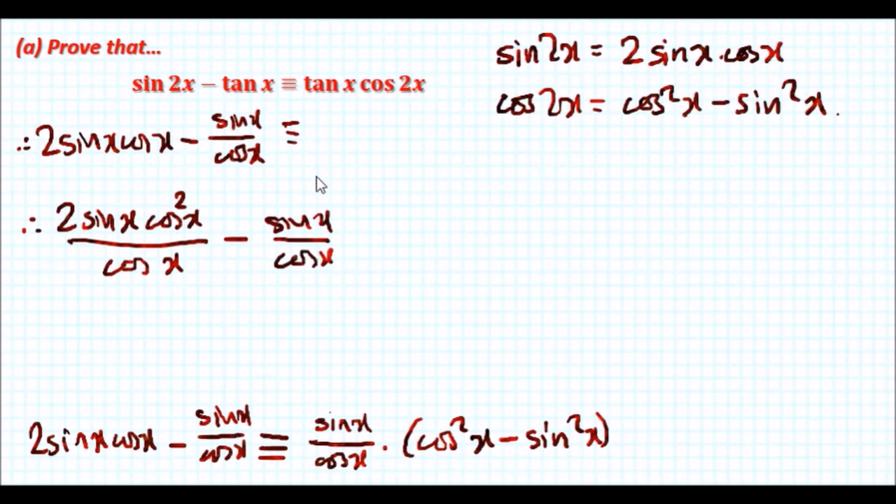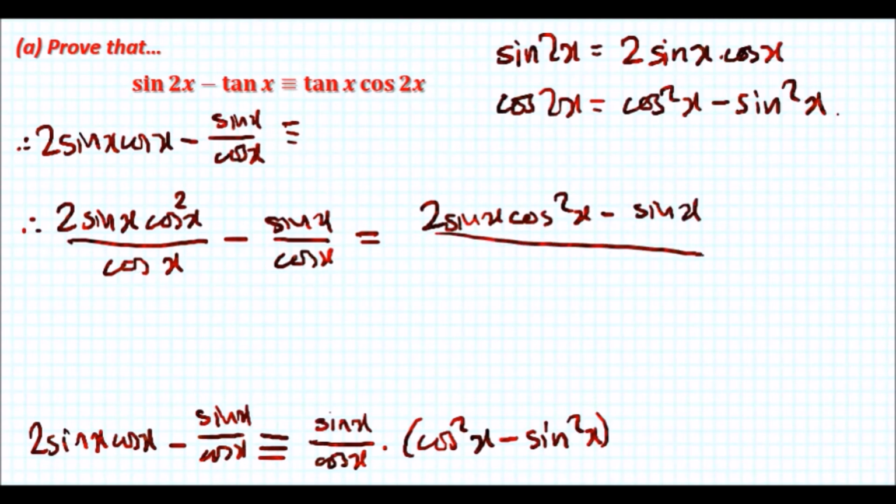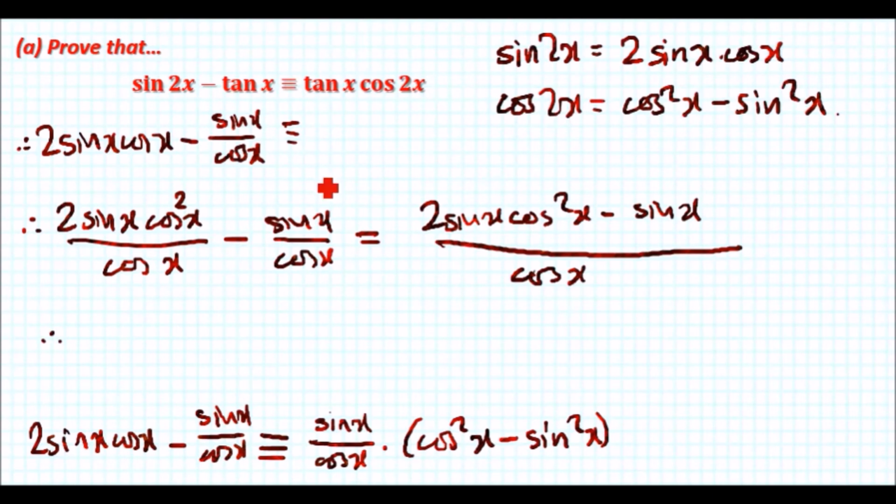Alright, not so bad so far. Okay, so next thing, what's going to be next? Now we can combine the terms here, so everything will be over cos x. So we're going to have 2 sin x cos squared x minus sin x all over cos x. Now before we get to this last step here, we need to observe. Somehow they go cos squared minus sin squared.